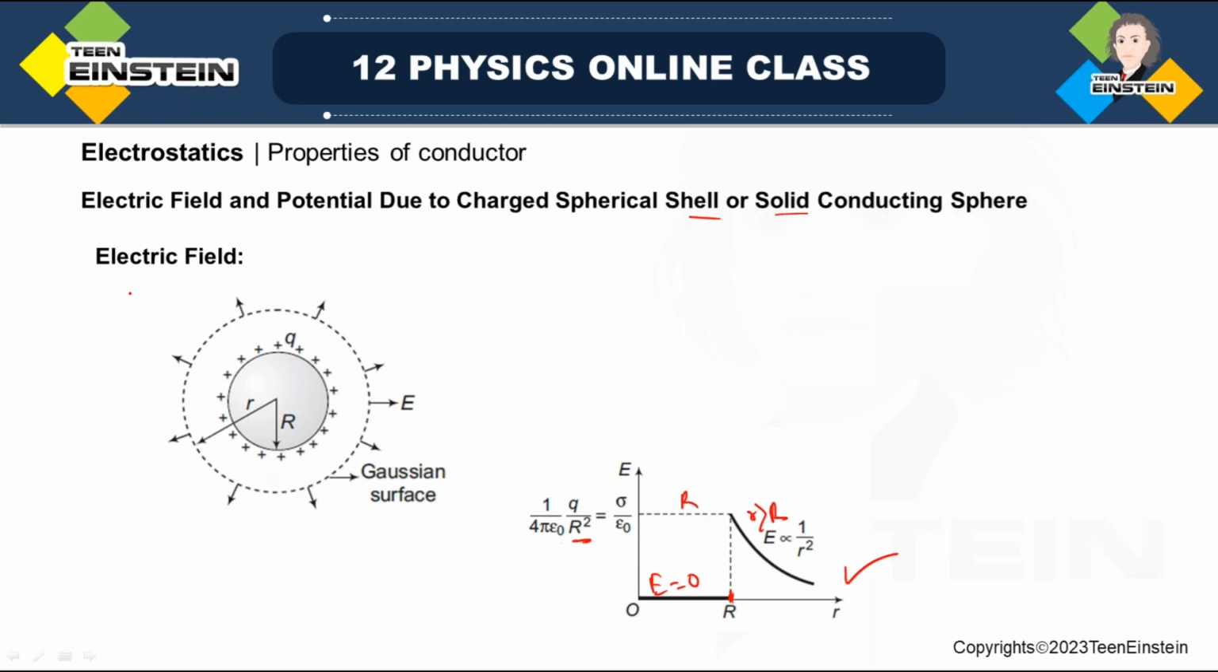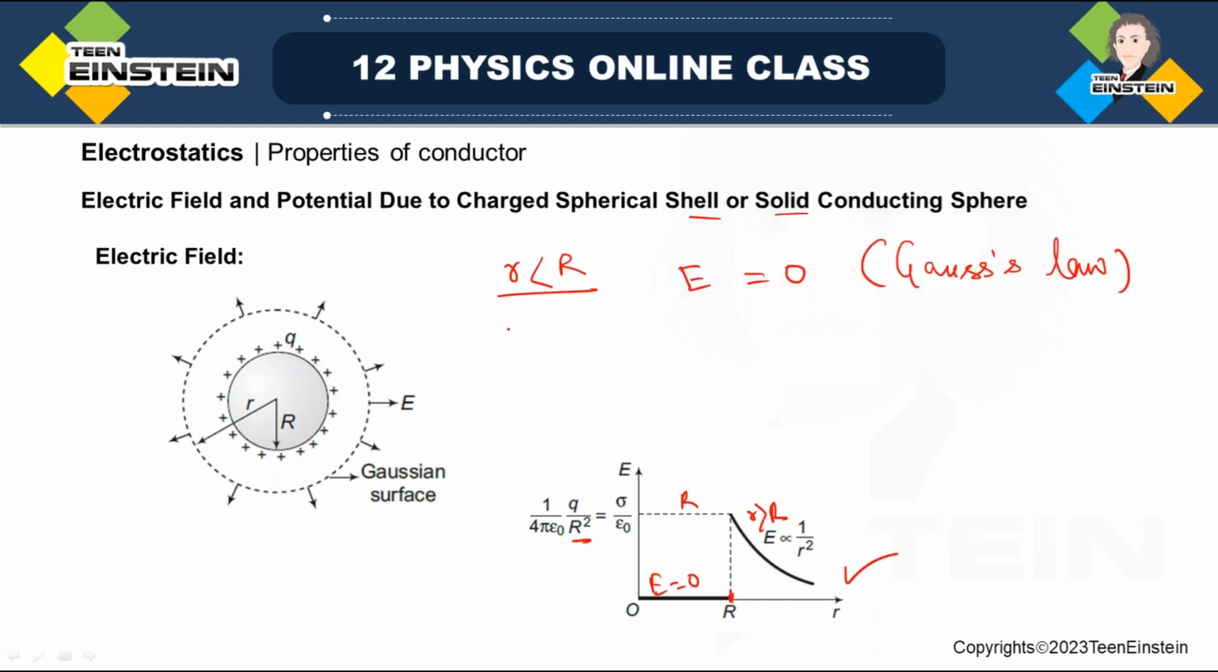So see, when you have a conducting shell, inside there is no charge. You can see the electric field inside, at any point r which is less than capital R, where capital R is the radius of the spherical shell, will always be zero according to Gauss's law. We proved this yesterday.